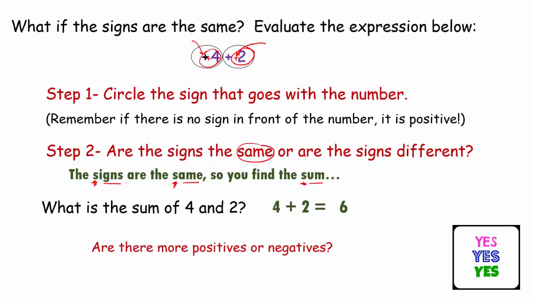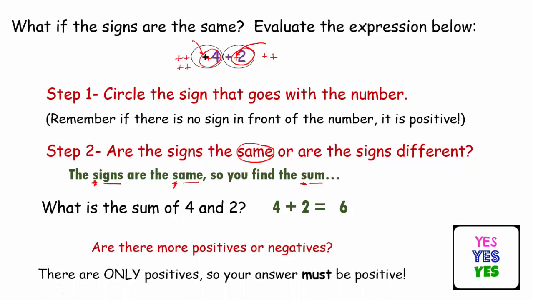Then you ask yourself, are there more positives or more negatives? Well, I look here and I say, okay, I have 1, 2, 3, 4 positives. Here I have 2 positives. Hey, I only have positives running around. There's only positives, so the answer must be positive. Let's double check this on the number line.